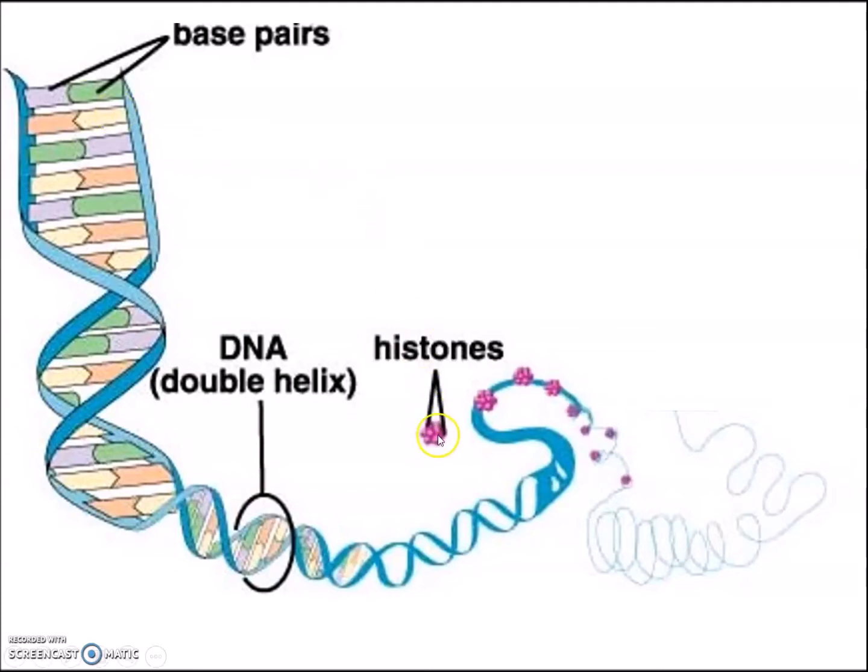And to help it get packaged and condensed in the cell, there are proteins called histones around which the DNA molecule wraps itself so that it can stay organized. It's a bit like a spool around which you wrap a wire, a really long wire, in order to keep the wire organized and not tangled up.